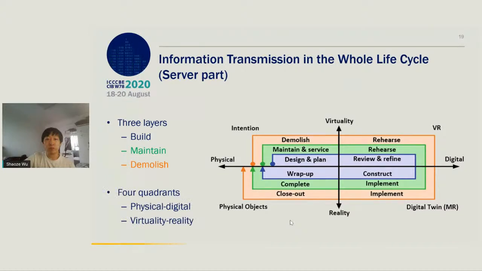For example, to construct a building, the first part is designing it and making the construction plan. And then VR can be used to simulate the construction activities to ensure the implementation of the plan. And later, MR provides staff context-aware information to help them finish their construction. After wrap-up, all the building information will be transmitted to the next layer.